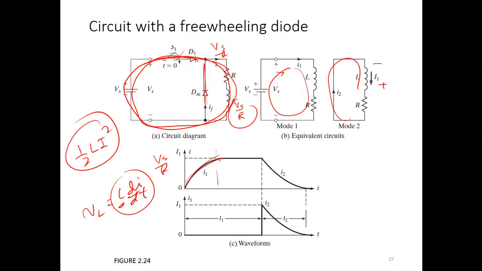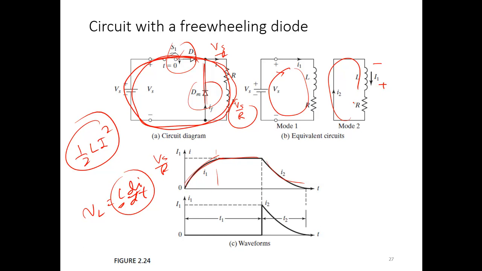The current will rise, stay there, and then fall exponentially. What is the current through the diode? This particular diode is called the freewheeling diode. Now, what happens then? If you don't turn on the switch again, the diode will freewheel forever. If you assume this is an ideal inductor with no resistance, the energy will be trapped there forever. But in real life, there will be some resistance, and the current will fall. That's the freewheeling action.